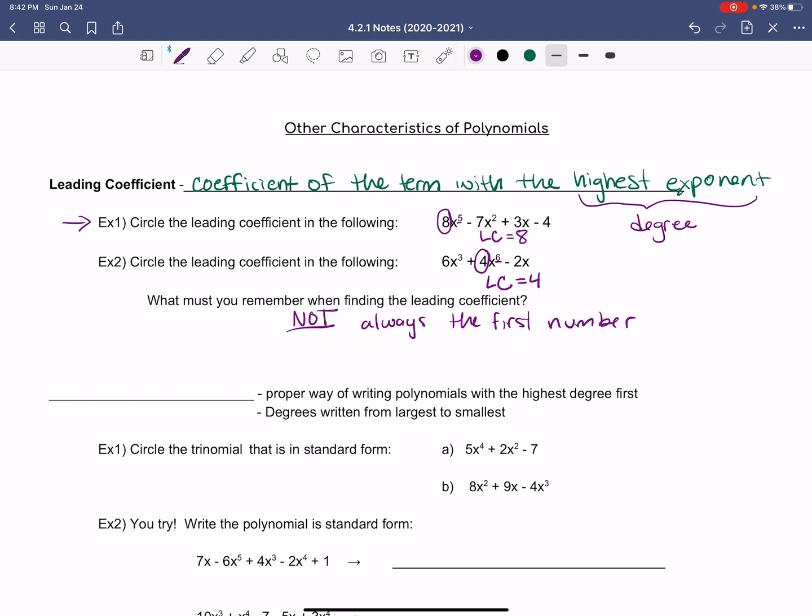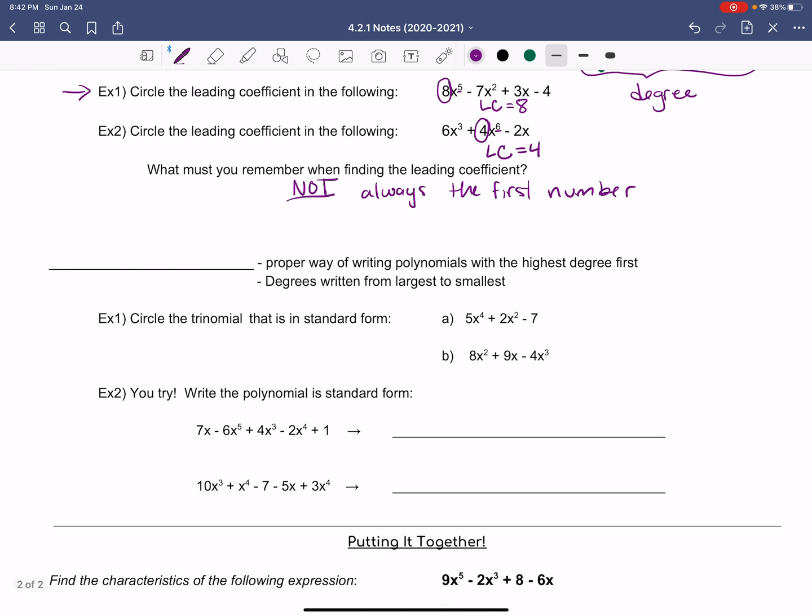All right, our last big thing for polynomials, this is what we call standard form. And standard form is the proper way of writing polynomials with the highest degree first. So essentially what we're doing is we're writing these polynomials, we're reordering them from biggest to smallest. And now the way that we do this is we go by the exponents. You do not go by the numbers in front. You go by those tiny little numbers next to the variables.